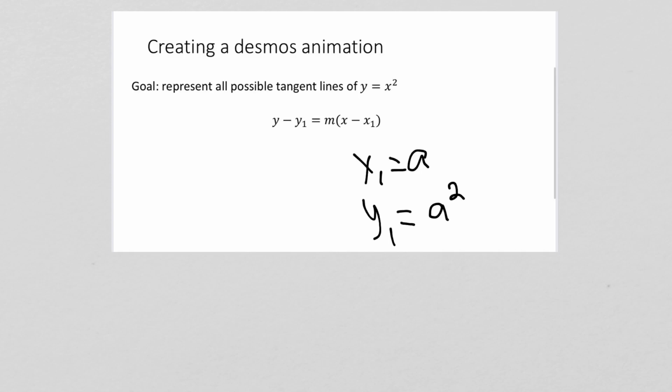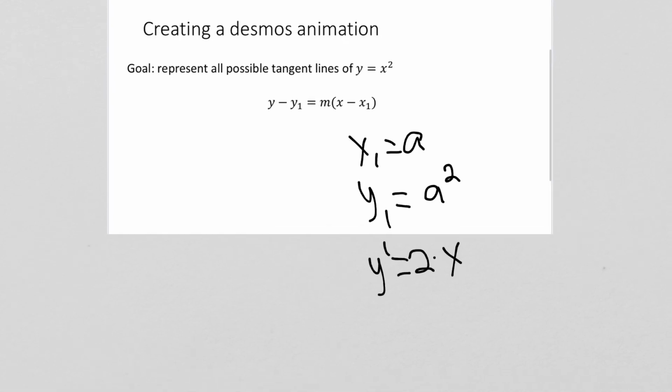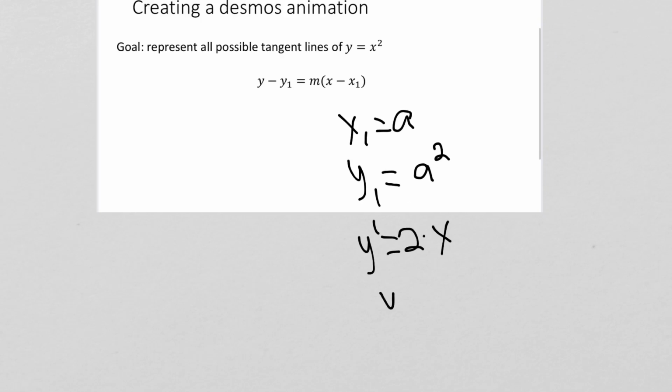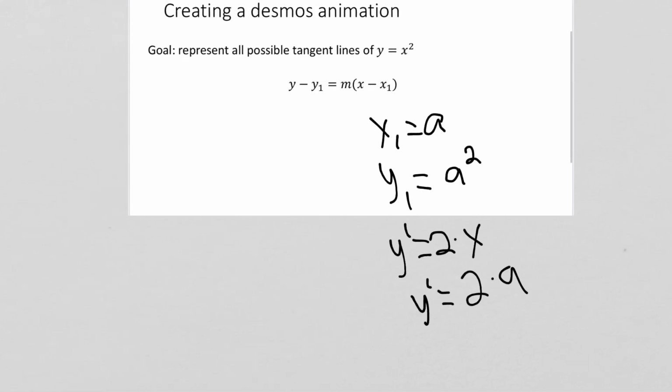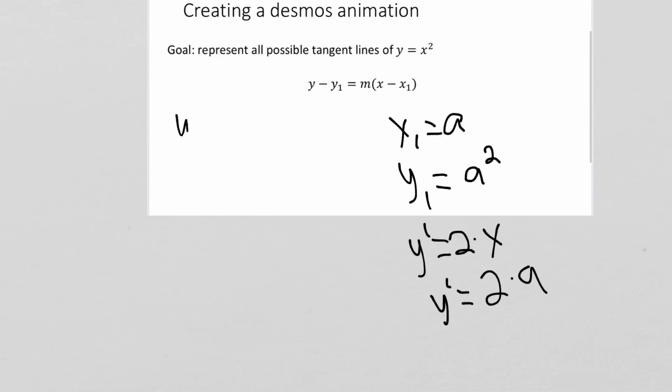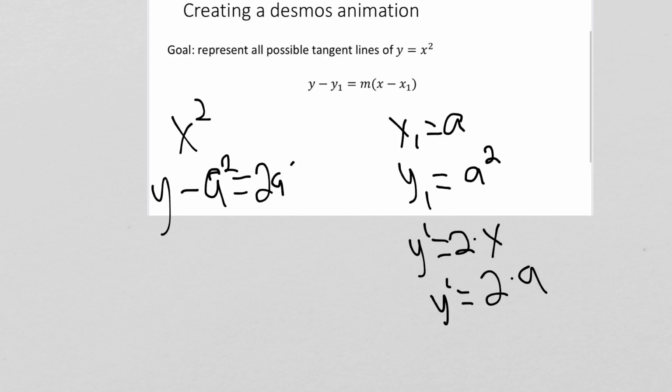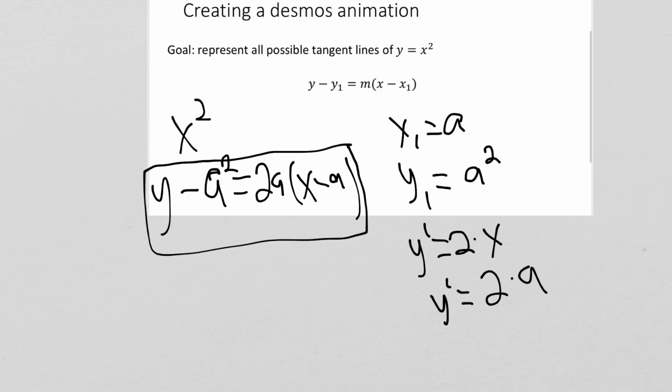Now how are we going to define m? Well, we know that y prime is equal to just 2 times x by the power rule. So then I can say that our slope at x equals a is just going to be 2 times a. So in Desmos, I'm going to type in y equals x squared. Or you don't have to do y equals x squared, you can just say x squared. And then in another cell, we're going to write y minus a squared equals 2a times x minus a. And then we're going to let a be a slider.